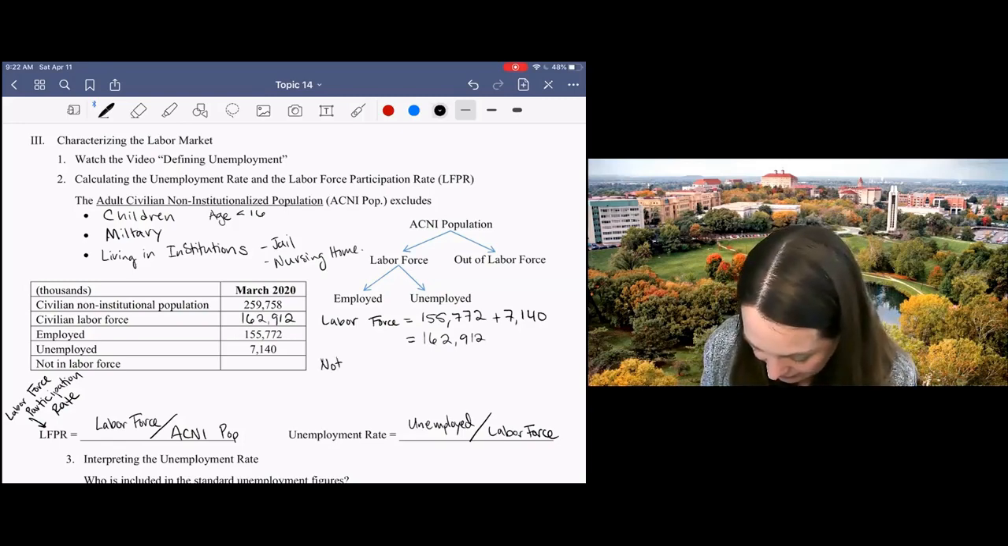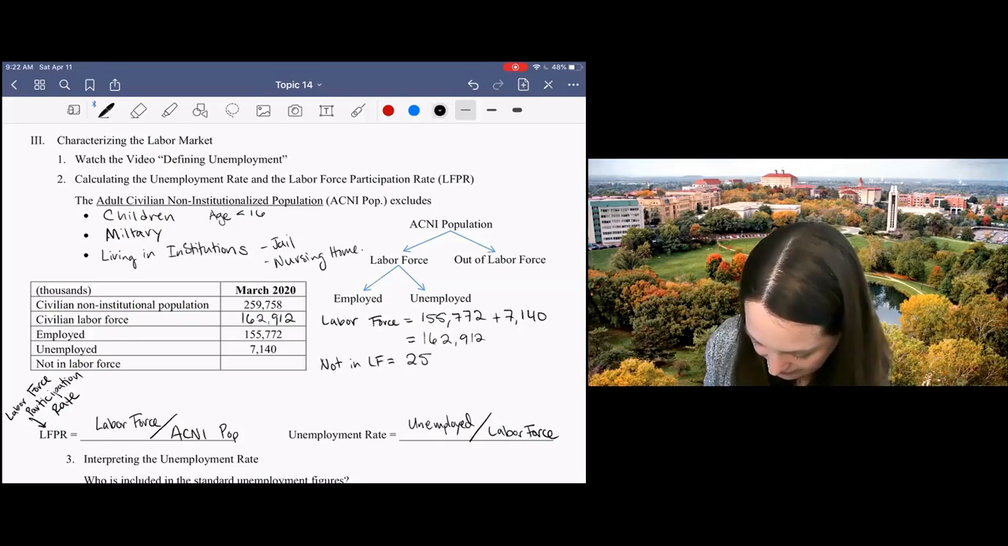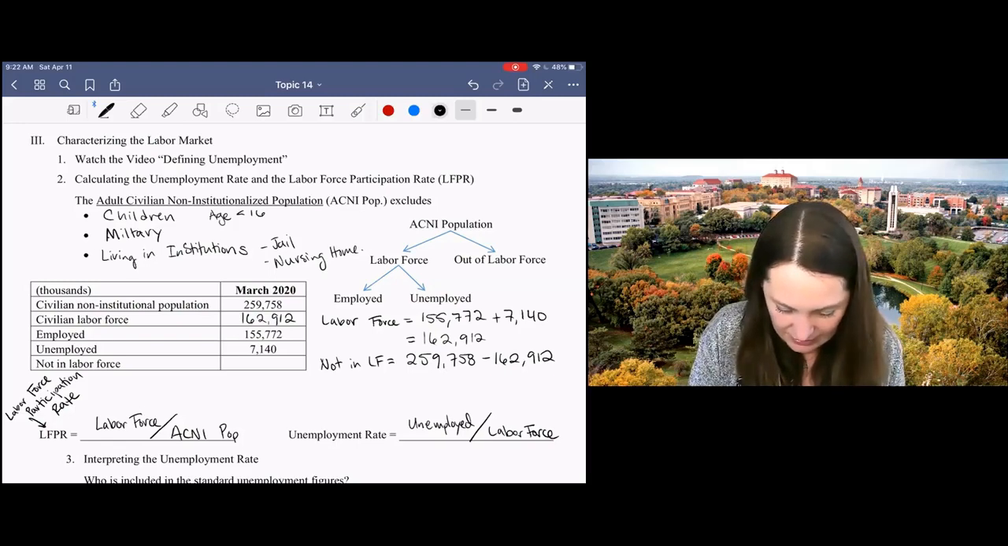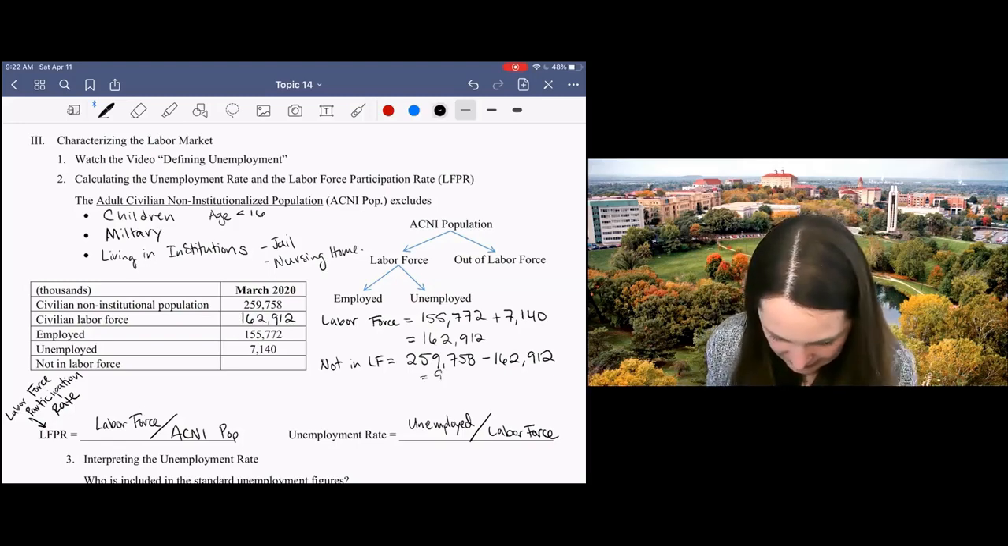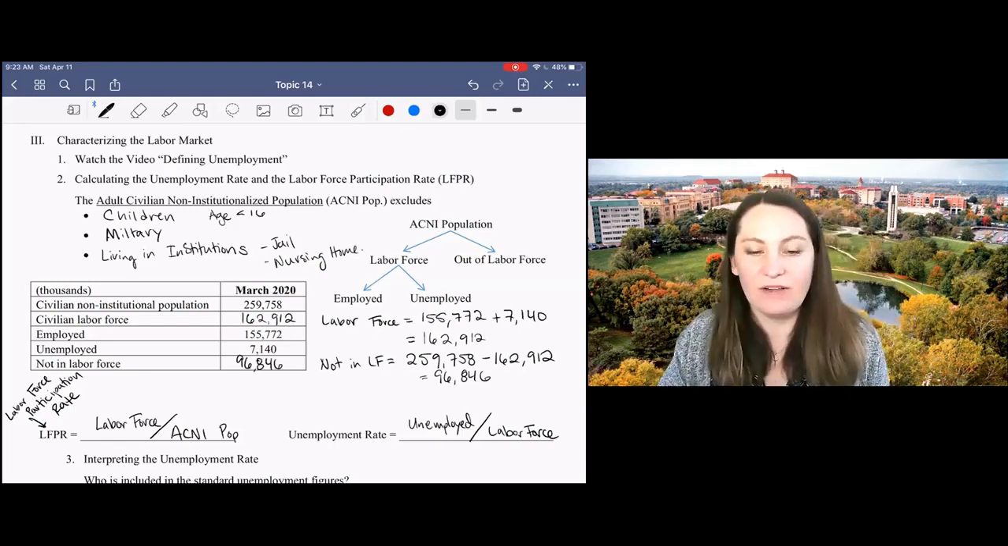How many people are not in the labor force? Well, we can take then the difference between the adult civilian non-institutionalized population and our labor force, and that will tell me the answer. And that's going to be 96 million people. Yeah, so we filled out our table.